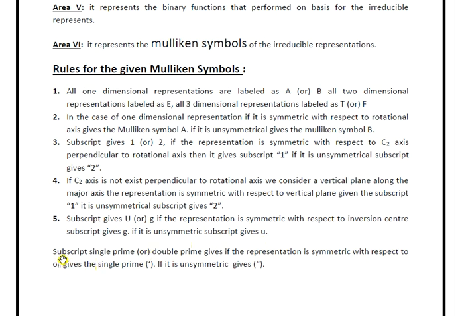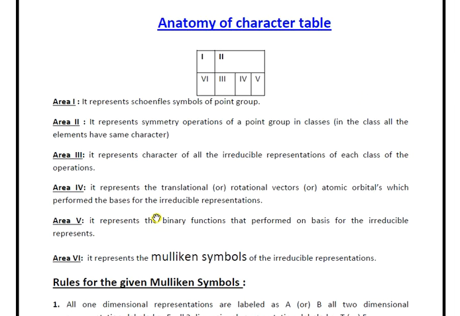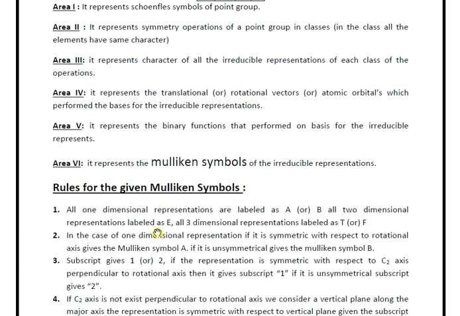Similarly, superscript single prime or double prime is given based on sigma h. If the representation is symmetric with respect to sigma h, it gives the single prime. If it is unsymmetrical, it gives the double prime. So these are all the anatomy of the character table and the rules for Mulliken symbols.